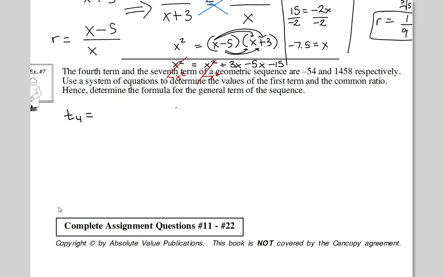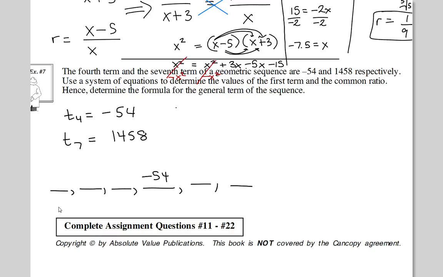Okay. You have this written down. T4 equals negative 54. And T7 equals 1458. Okay, so what does that look like? Negative 54. 1, 2, 3, 4, 5, 6, 7. Here's T4. Here's T7.